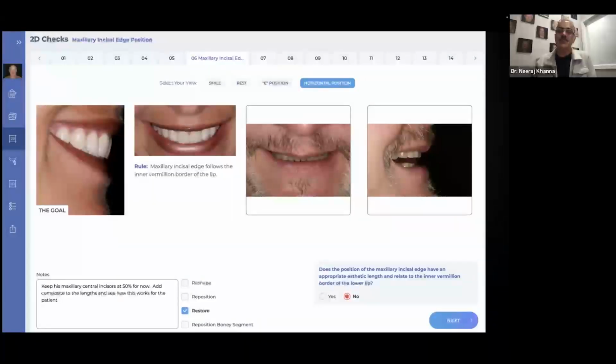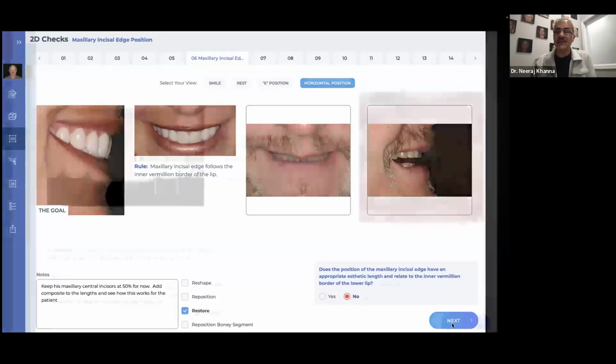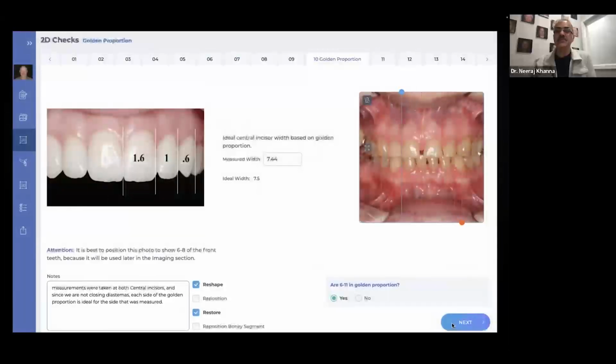When we confirm the horizontal position, I'm okay with it because it's not compromising the wet-dry line of the lower lip. Golden proportion, again, I'm going to measure his current width.